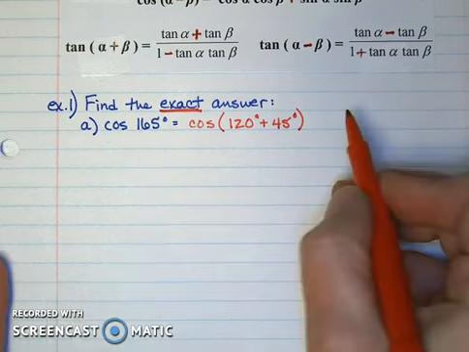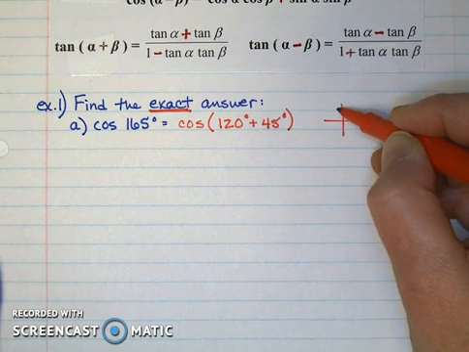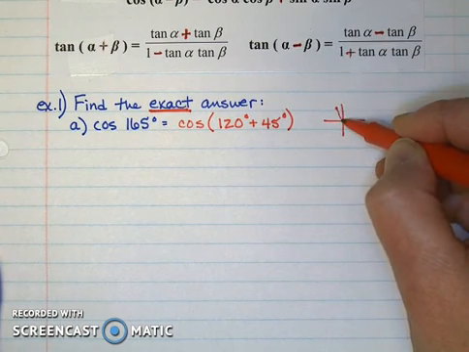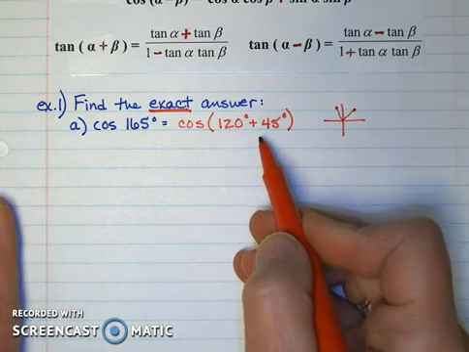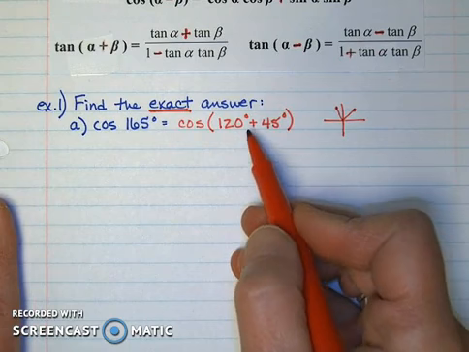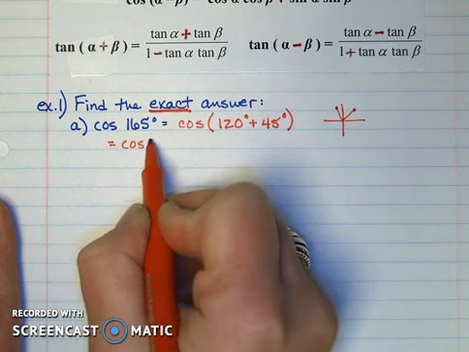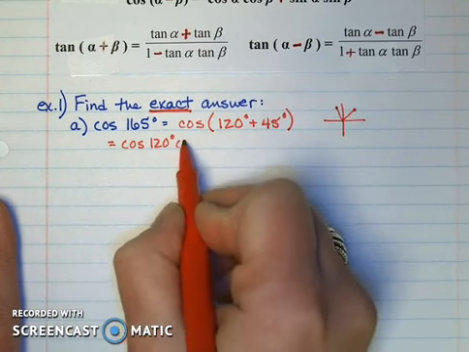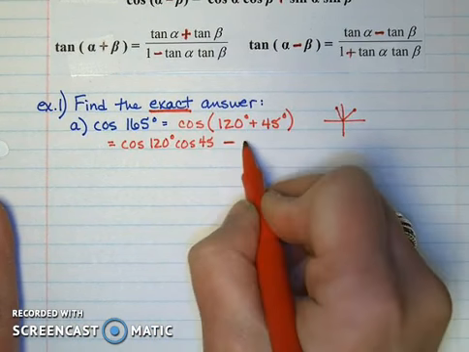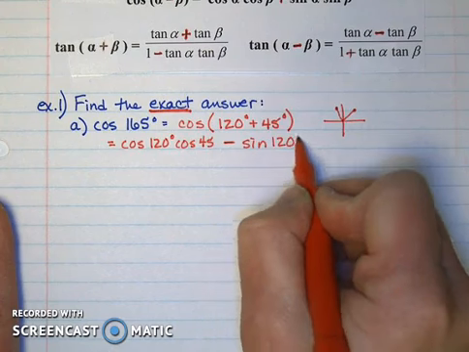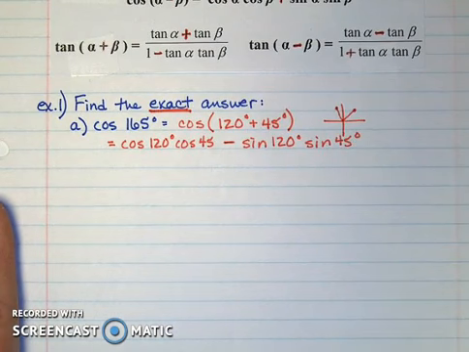Let's think about where that is on the unit circle. 120 would be right about here. And 45 is, of course, right there. Now I'm going to expand this using my sum formula that I have on the top. That means it equals the cosine of 120 and the cosine of 45, minus, because remember the sign is different, the sine of 120 and the sine of 45. And simply pull the values off the circle that you already know.